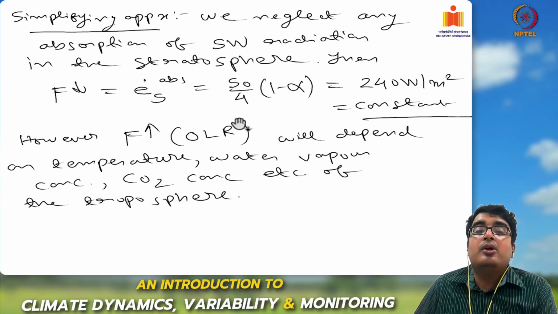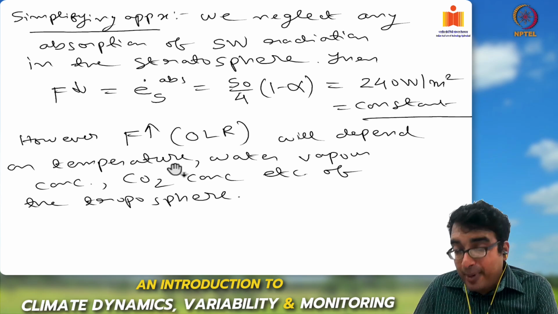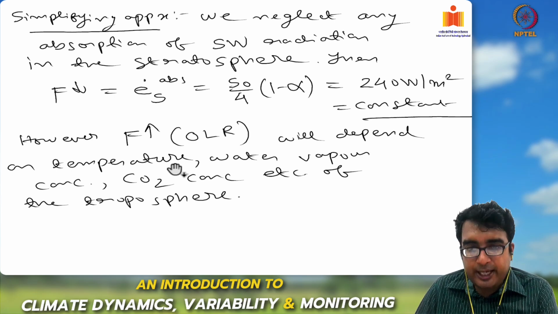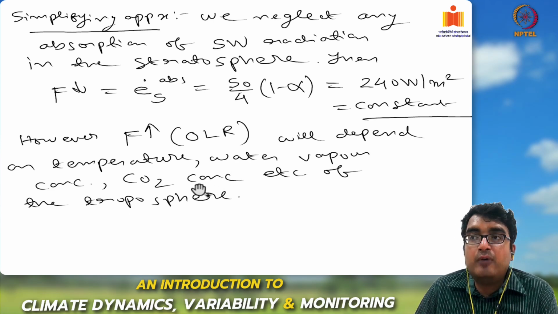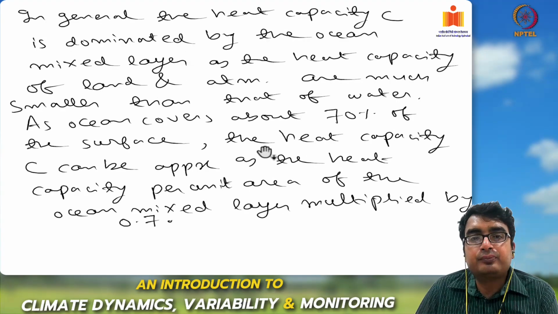Okay. So, the outgoing long wave radiation will depend on temperature of this climate system, because it is a radiation sigma T to the power 4 kind of thing, water vapor concentration, CO2 concentration or the greenhouse gas concentrations in the troposphere. Okay.